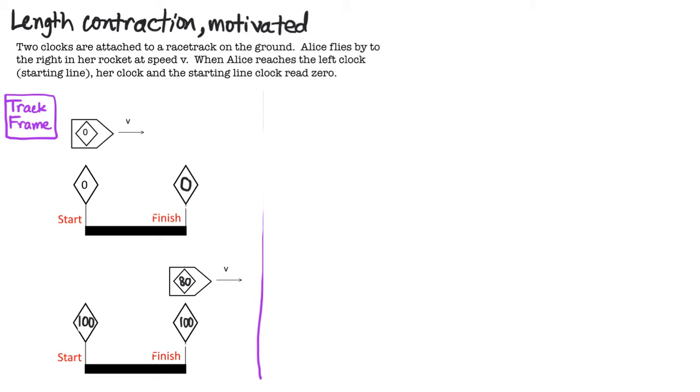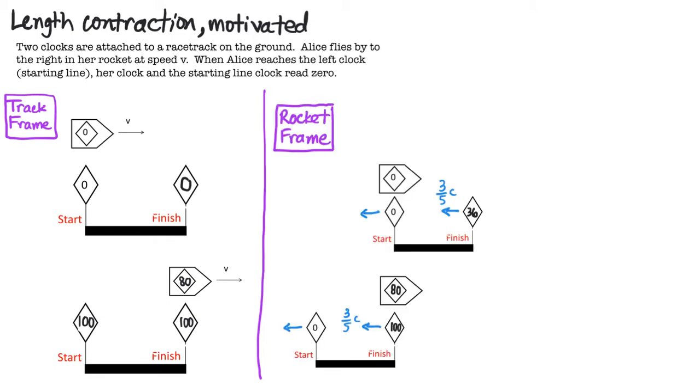Okay. So we also analyzed this problem from the frame of reference of Alice, aka the rocket frame. In that frame, Alice does not move, but we know that at the start of her race her clock read 0, and at the end of her race her clock read 80, so we can put in those numbers. We also know that at the start of her race her clock was synchronized to the starting line clock, so the starting line clock reads 0. The finishing line clock, however, does not read 0, because in the rocket frame the racetrack clocks are moving, and so we have a set ahead.